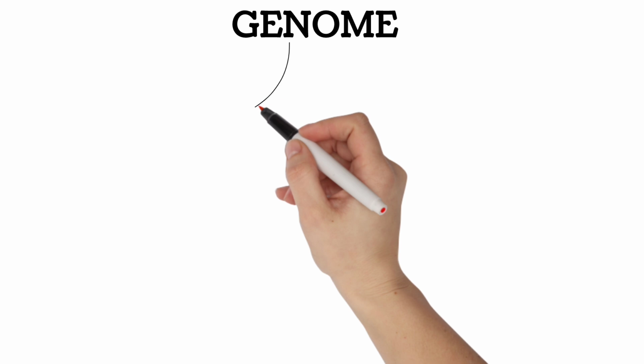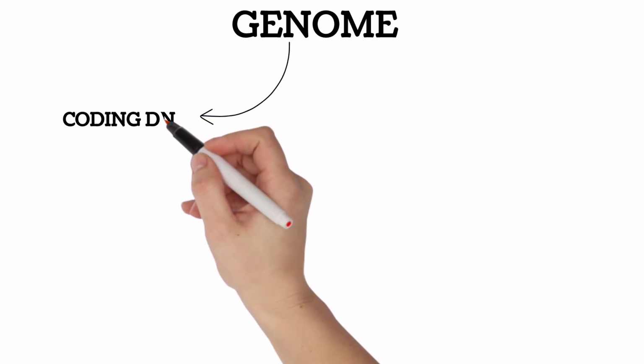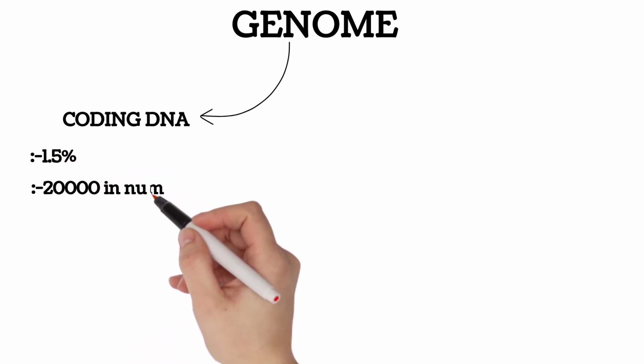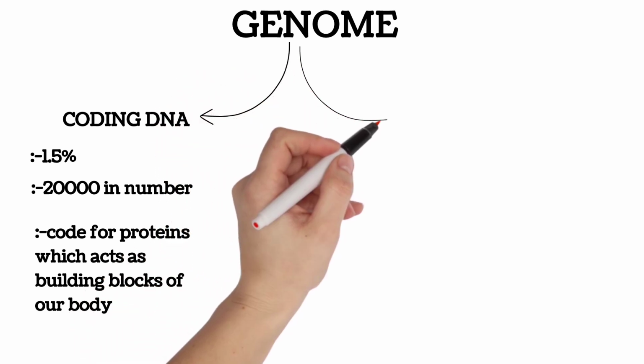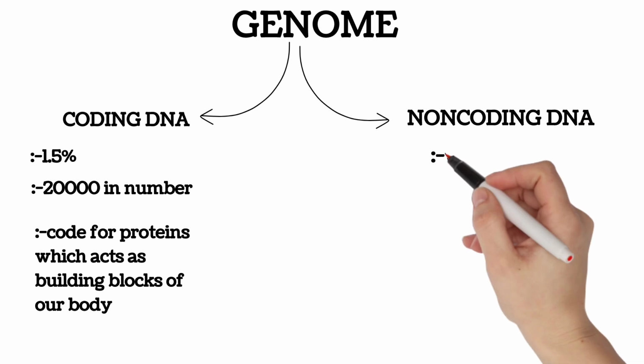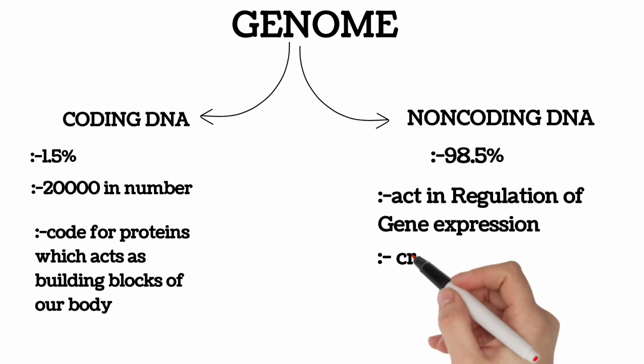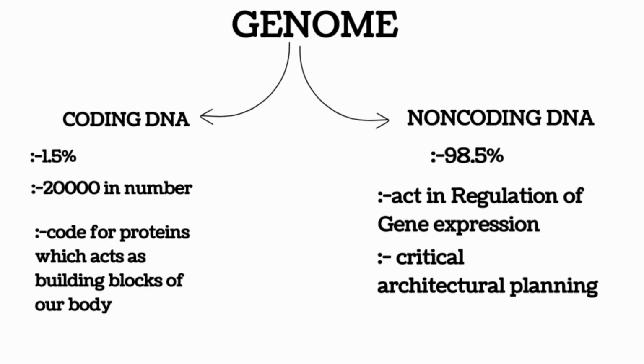Let us revise what we studied thus far. The human genome can be divided into two parts. The part which codes for protein, named coding DNA, and the part which doesn't code for any proteins, known as non-coding DNA. Coding DNA is 1.5% and non-coding is 98.5%. Coding DNA is 20,000 in number and it codes for proteins which act as building blocks of our body. Now, non-coding DNA acts in regulation of gene expression. Also, it helps in critical architectural planning of our body. This regulation of gene expression is so vital that it can either activate or repress a gene from functioning.